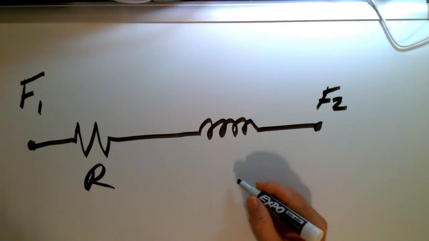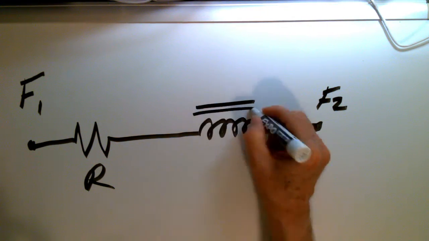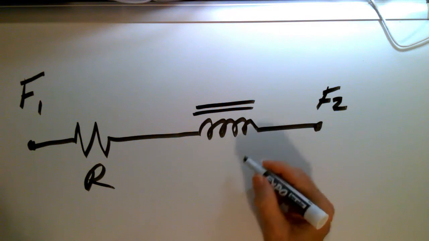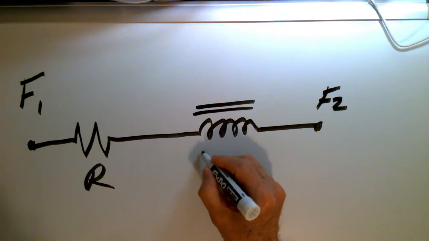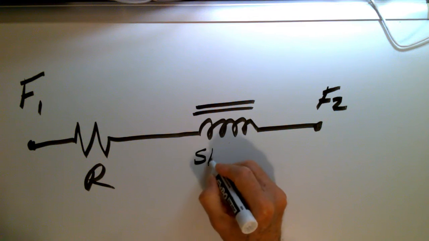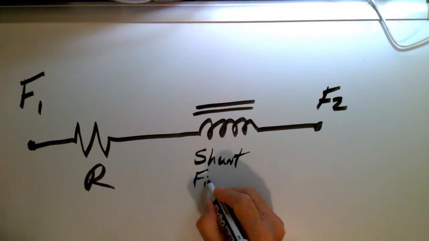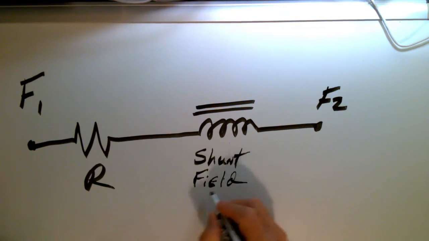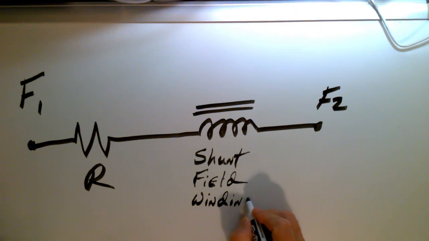The coil, we can give it a name if we wish. Okay, it does have an iron core. We'll call it the shunt field winding. There you go. This is the shunt field winding copper wire.